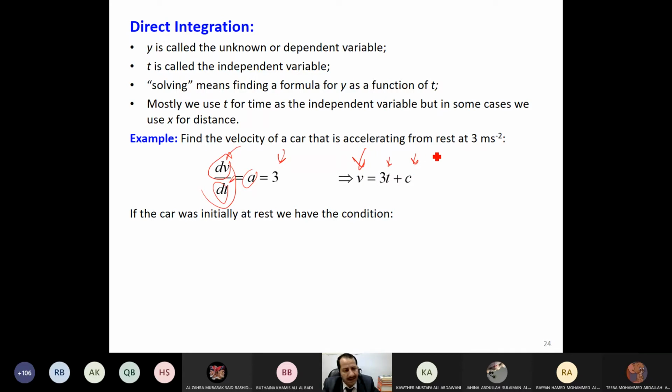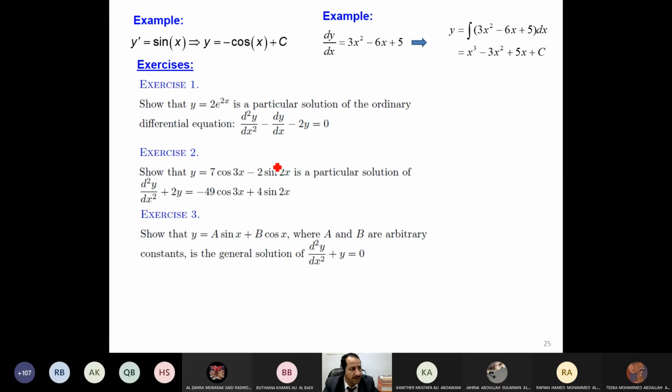For that we call it direct integration. Now if I am given an initial condition, let's say he told me that the speed will be 0 at time 0, then I will substitute time 0, speed 0 here. Here 0, 0 would mean that C is 0, I substitute 0 for C, and this is the final answer. Direct, very simple. Okay, another example.